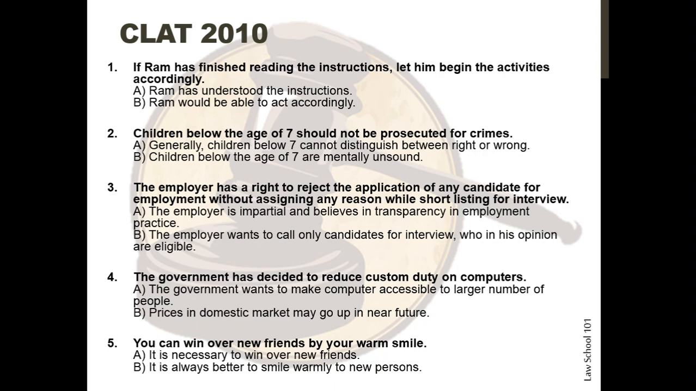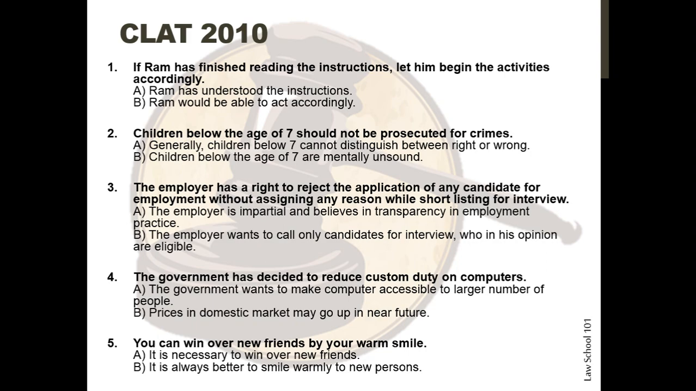Second question. Children below the age of 7 should not be prosecuted for crimes. Option A is saying that they do not have the mental ability to distinguish between right and wrong, which is a true assumption because until and unless you assume this, you cannot say that they should not be prosecuted. Look at it in a different manner: if you assume that they do have the ability to distinguish between right and wrong, then why are you not prosecuting them for their crimes? The entire statement would fall down. So A is a valid assumption, while B is not, because B blatantly calls them mentally unsound, which is extraneous to what the statement is saying. It's new information, which should not be the case in an assumption. So B is not a valid assumption, while A is.